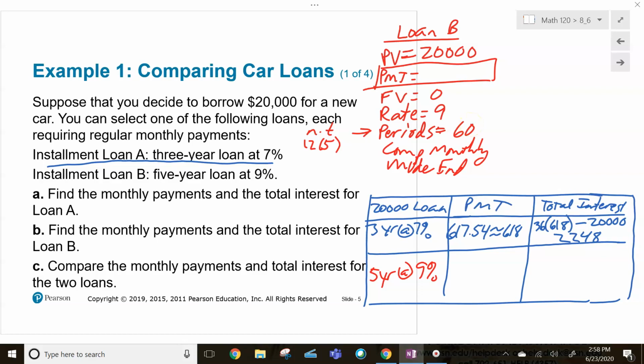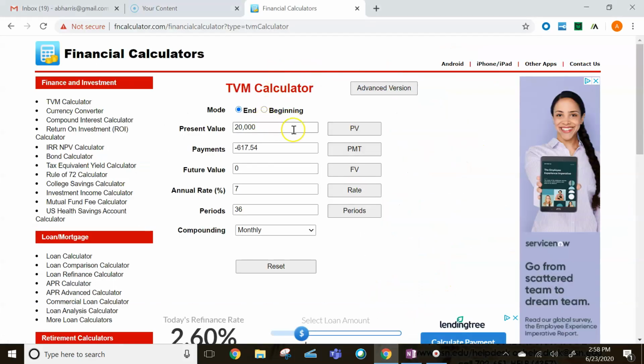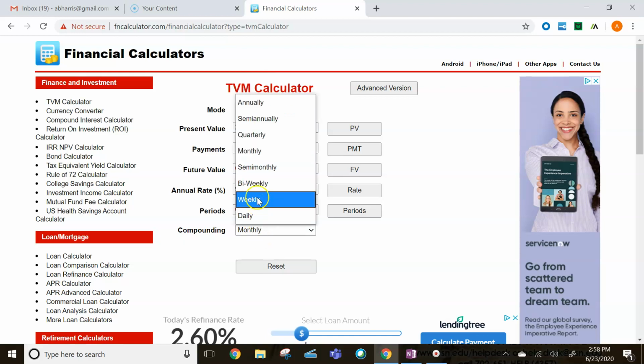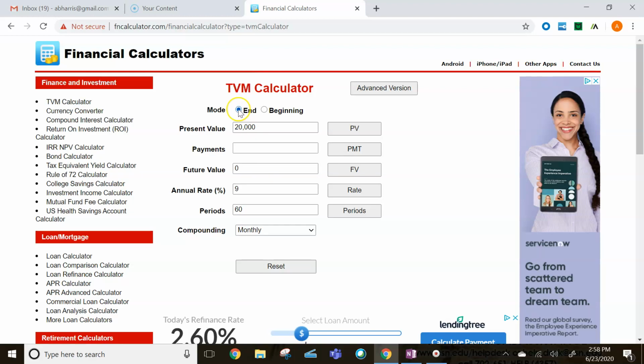Let's do that. We go to our financial calculator. So $20,000 loan. We future value at the end of the loan, value 0. This is a 9% loan. 5 years, 5 times 12. Make sure you're on monthly right there. Make sure you're on end. What's your payment? 415.17.